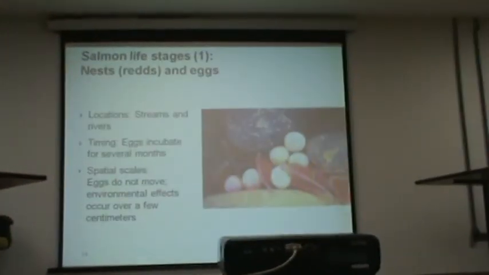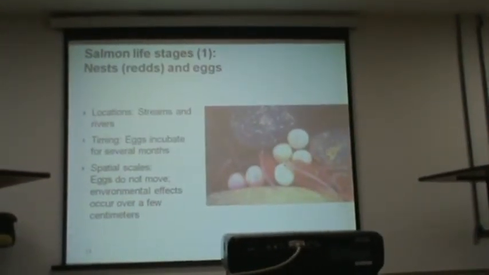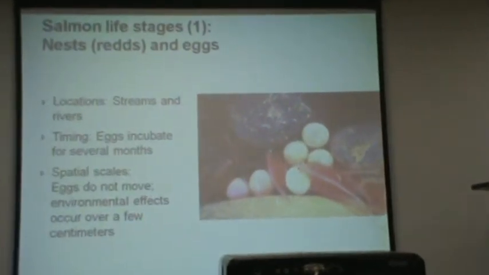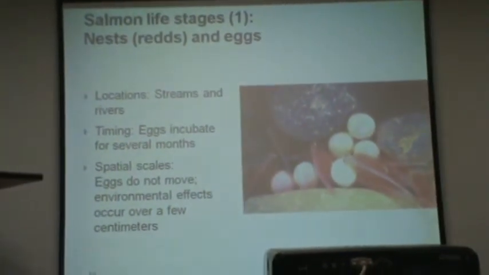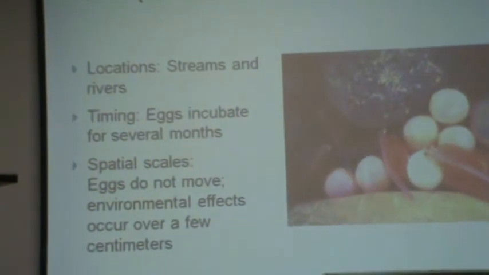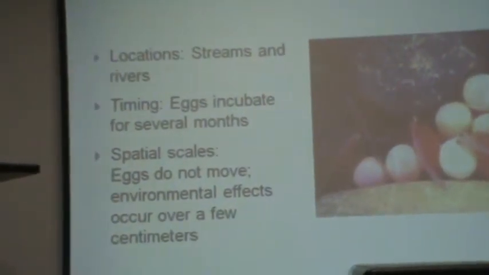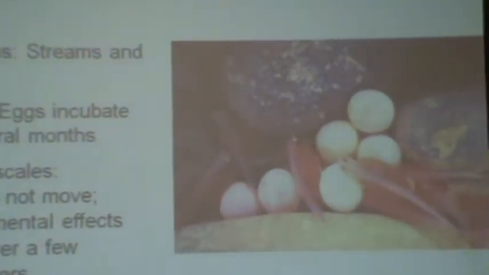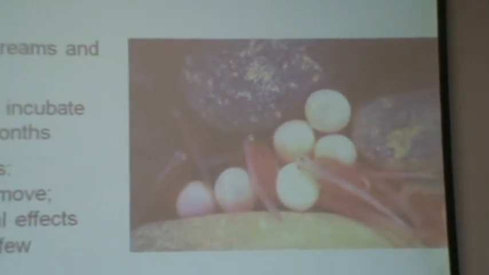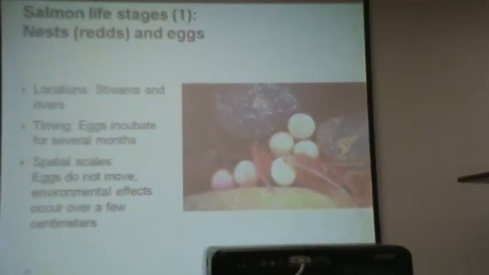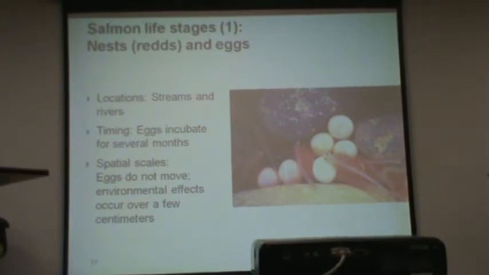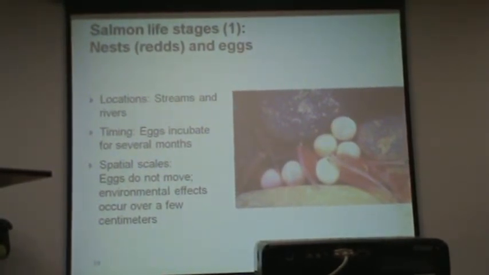So I want to briefly describe the life cycle of these fish. It's very complicated. The first life stage are the eggs, which are placed in small streams and rivers. The eggs incubate for several months. And the scale for modeling is very small. These eggs don't move. The environment affects them only over a few centimeters. So if you're modeling that process, you would need a very fine-scaled model.